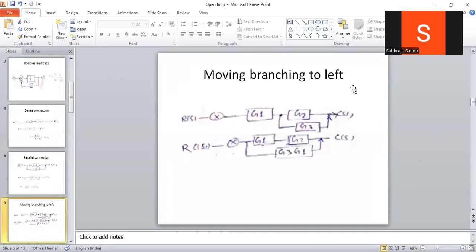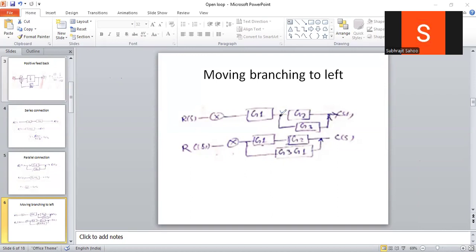See, so this is the take up point, right? This is the take up point. Now in this case, I'm moving this take up point to left. Now the take up point or branching point is in between G1 and G2. Suppose this take up point is creating the problem, because if I move it, then G1 and G2 become what? Series connection. Because of this take up point, now G1 and G2 do not become series connection.